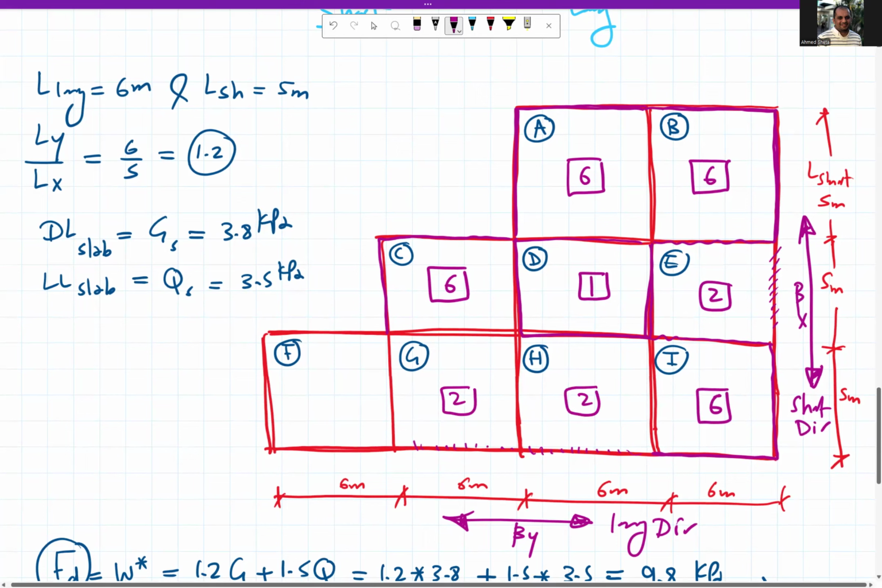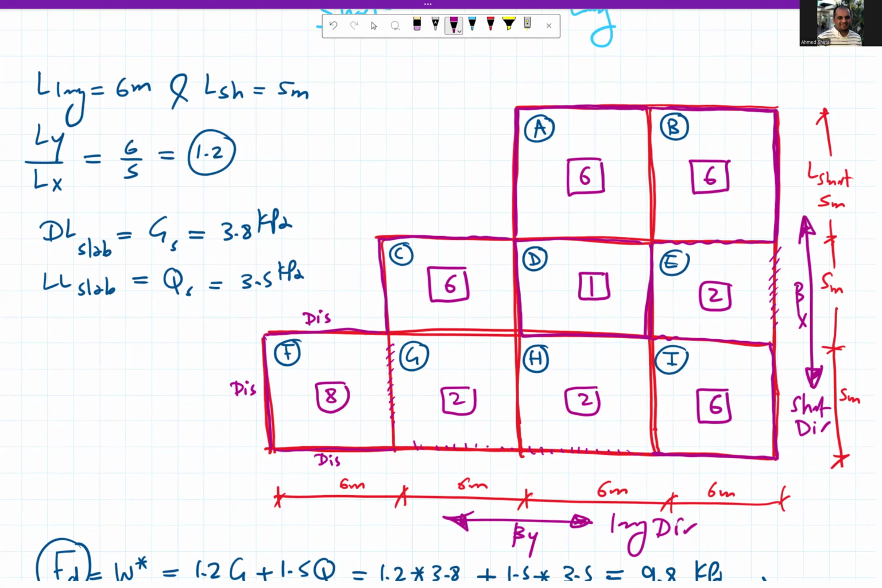Okay, the last one is F. F is number 8 because it has 3 discontinuous edges: discontinuous edge, discontinuous edge, discontinuous edge. And only this one is continuous. This one is one short edge continuous. So this is number 8. So this is the edge condition for all our slabs.